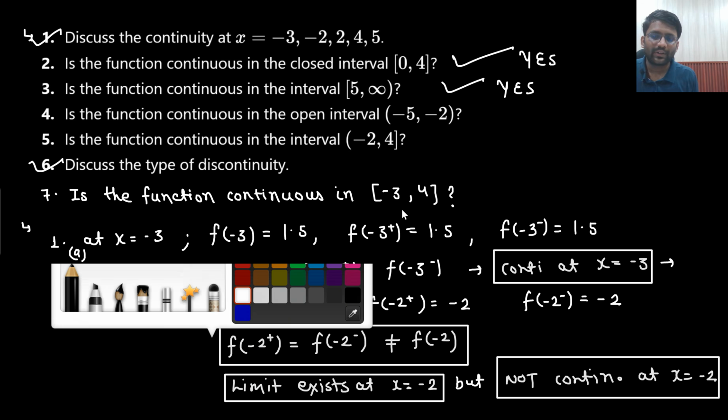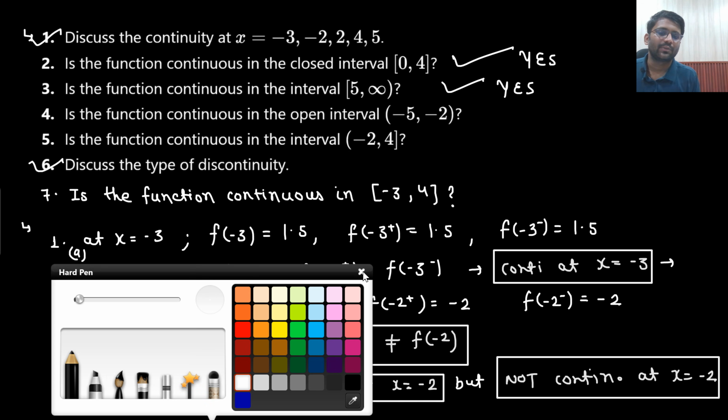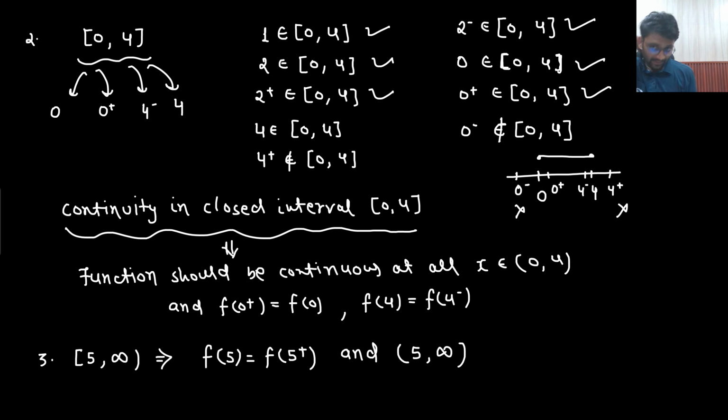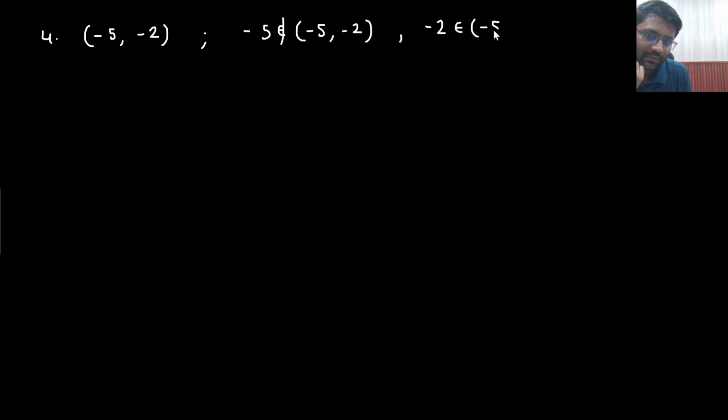Okay. Now they are talking about between minus 5 and minus 2. See the next option, which is the fourth one: x between minus 5 and minus 2. So do I need to care about f of minus 5? What I mean to say is, does minus 5 belong to minus 5 to minus 2? No, it does not belong. Does minus 2 belong to minus 5 to minus 2? No, it does not belong. Does minus 3 belong to minus 5 to minus 2? Yes, it belongs.